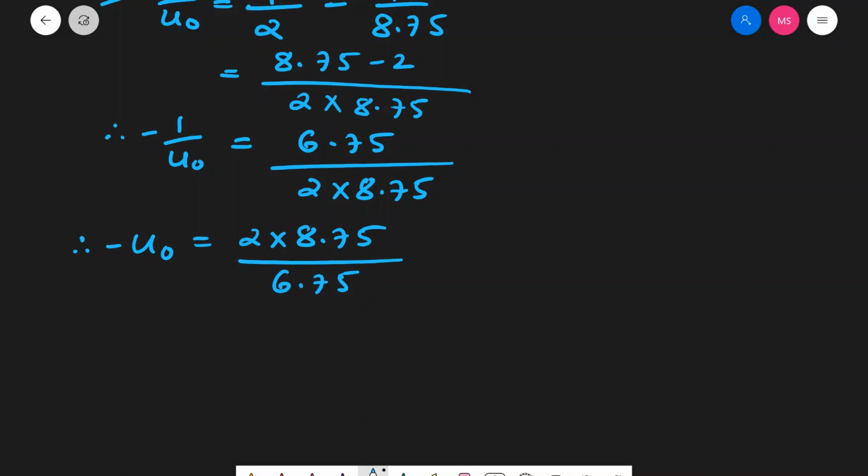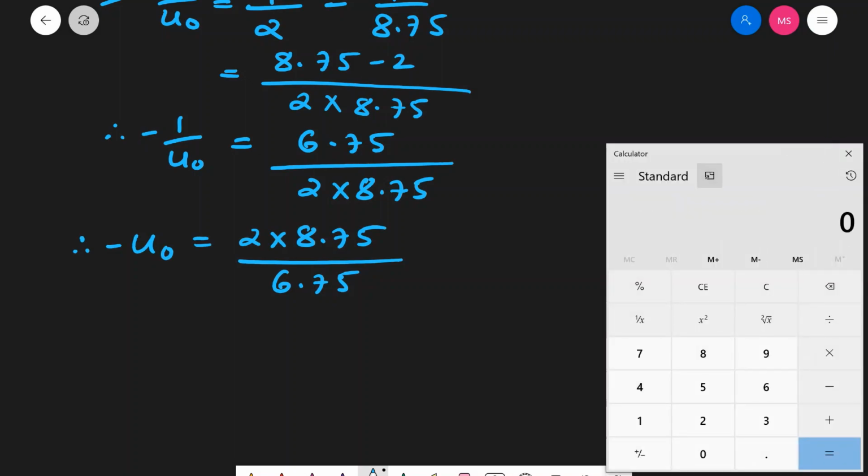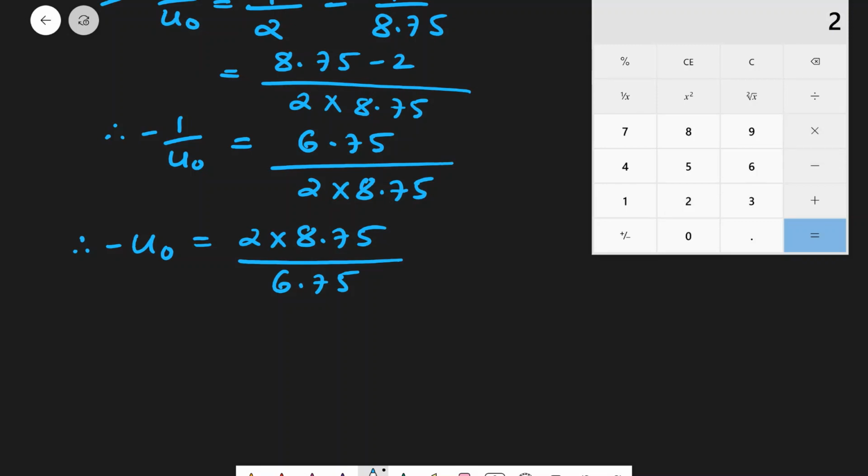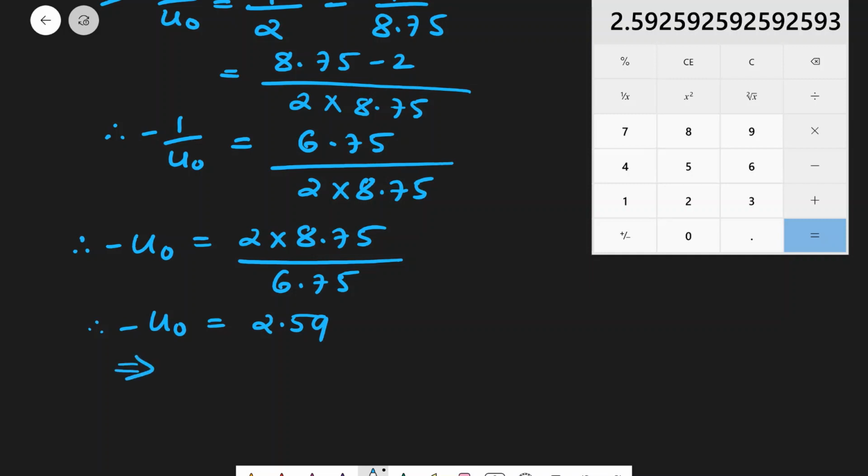So therefore we can say that minus UO will be equal to 2 into 8.75 divided by 6.75. So 2 into 8.75 divided by 6.75 will give 2.59. Minus UO is equal to 2.59, or this implies that UO is equal to minus 2.59 centimeter. This means that the object must be kept at a distance of 2.59 centimeter from the objective on the left hand side.